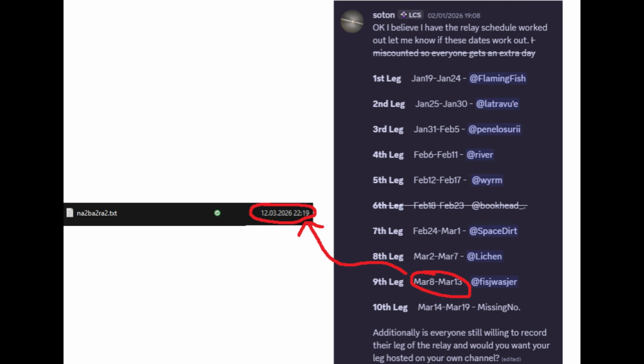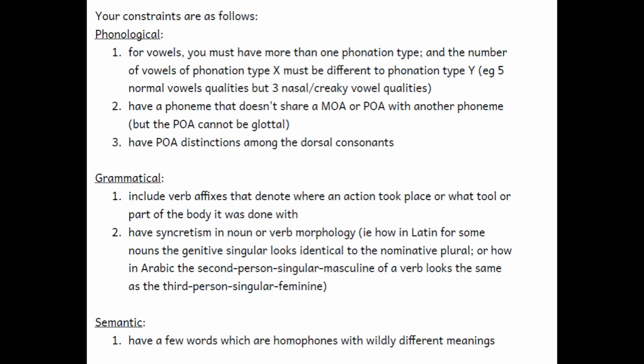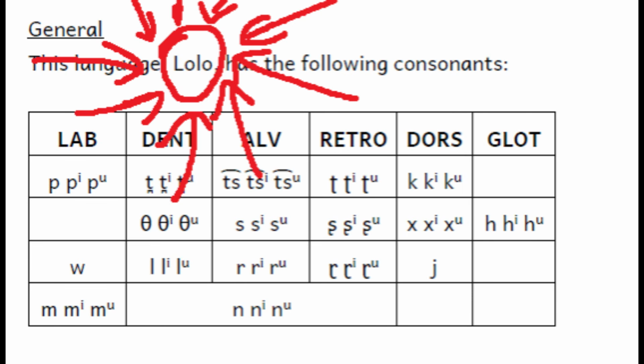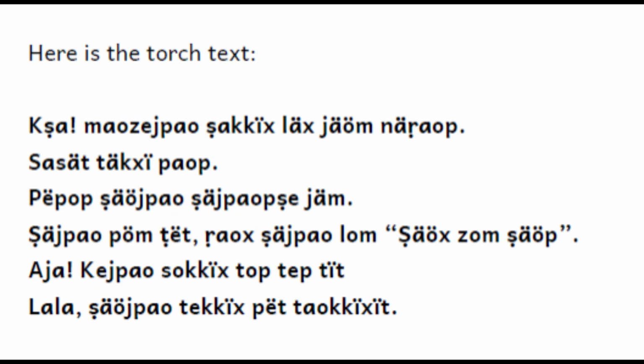This relay is a bit special because you have to make the language specifically for the relay, and you have some constraints given to you by the previous person that affect the language itself. The person before me is Lycan, which means I am translating out of Lycan's language. The text I received was this right here on the screen.